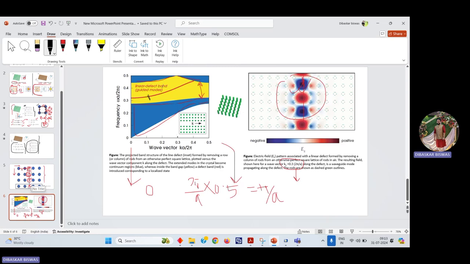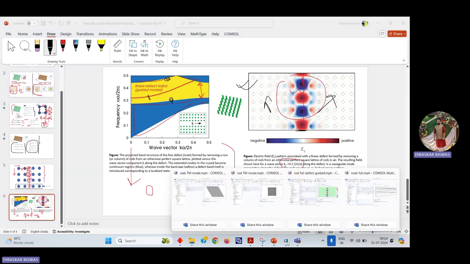At a particular value of the k vector, we shall select one frequency and simulate the entire array structure. Then we shall apply that particular wave frequency here, and see how this wave propagates along the defect. Then we shall take one frequency, maybe this point or a point below this, that does not come under the defect state, and see how this wave scatters along the entire array. This will not propagate.